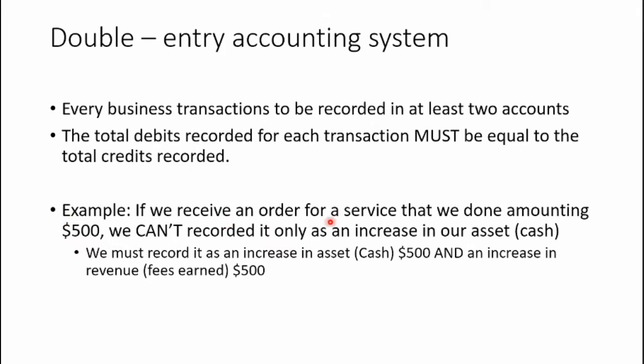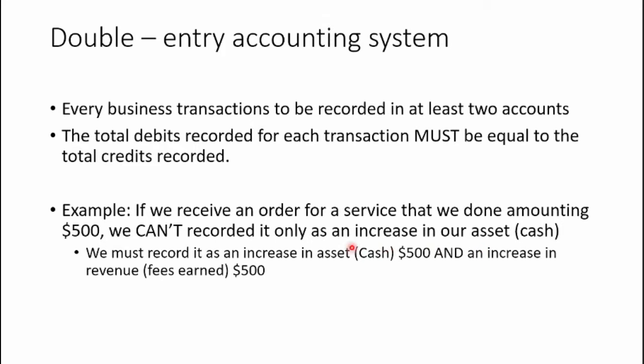If we receive an order for a service that we done amounting to $500, we can't just record it as an increase in our asset, in this case cash. We must record it as an increase in asset in cash amounting $500 and an increase in revenue, or in this case fees earned, because we are talking about service amounting $500.